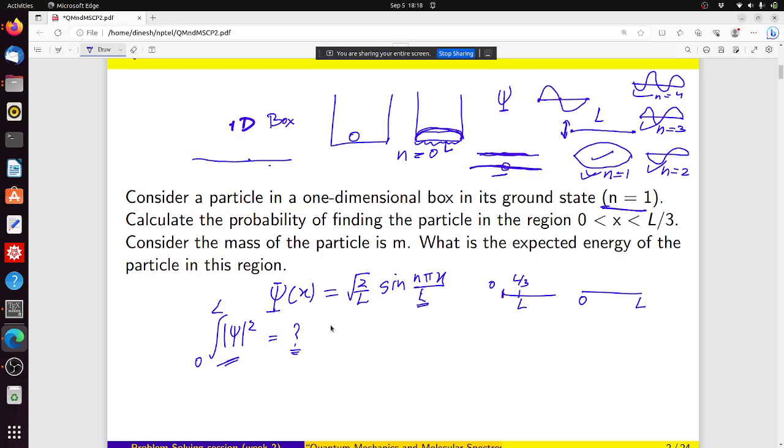Okay, so it will be 1, because why does it have to be 1? Because our wave function needs to be normalized to preserve probability, right? So this quantity is the condition of normalization.